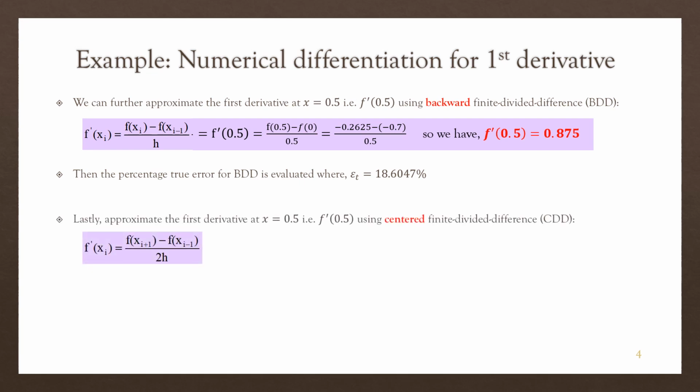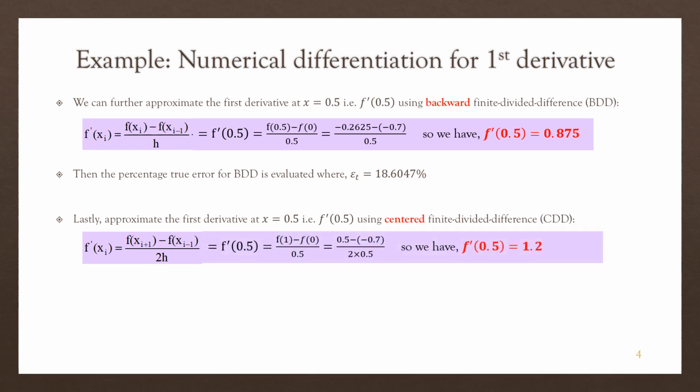Now we can move to the centered finite divided difference, CDD. Okay, that's the formula. So we need the value of the function at x equal to i plus 1 and the function at x i minus 1. Simply substitute those values and we get the first derivative at 0.5 is equal to 1.2 when we approximate using the centered finite divided difference. The true error is also small and even smaller compared to the backward finite divided difference.